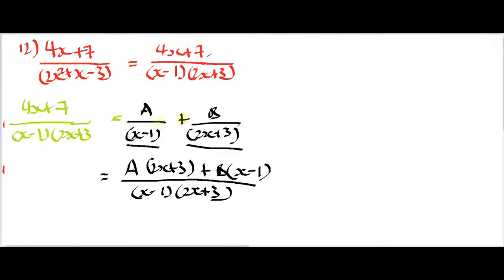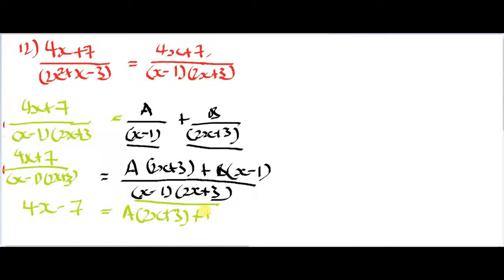Over here you would have 4x + 7 over the same denominator, right? And if you want to move this over here, you have to multiply, so that would cancel out. So you would be left with 4x + 7 equals A(2x + 3) plus B(x - 1), right?